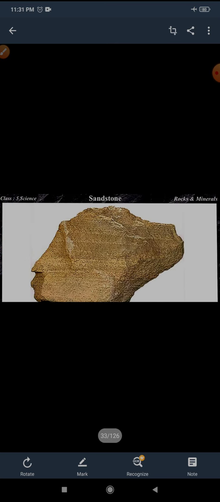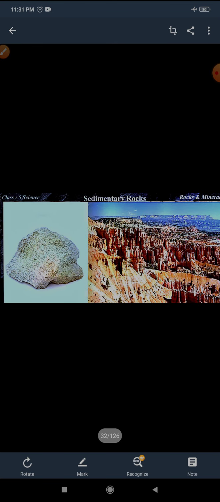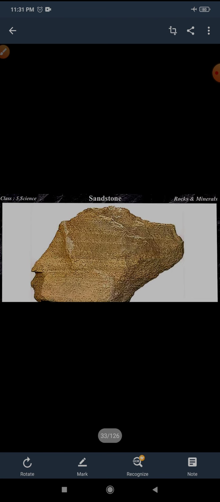They cover three-fourths of the earth. Here the next image. They cover three-fourths of the earth's surface, although they make up less than 5% of the total of earth's rocks. Okay, now let us see the examples of sedimentary rock.